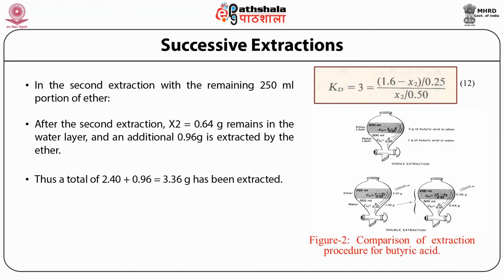Thus, a total of 2.40 plus 0.96 is equal to 3.6 gram has been extracted, which is a significant improvement. This is very clear from figure 2. Comparison of the extraction procedure for butyric acid is given here. So, from this figure, it can be very easily interpreted how butyric acid in ether and butyric acid in water can be extracted from one phase to another.